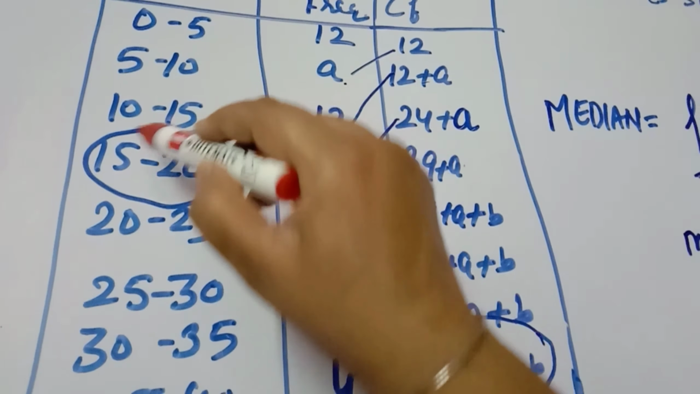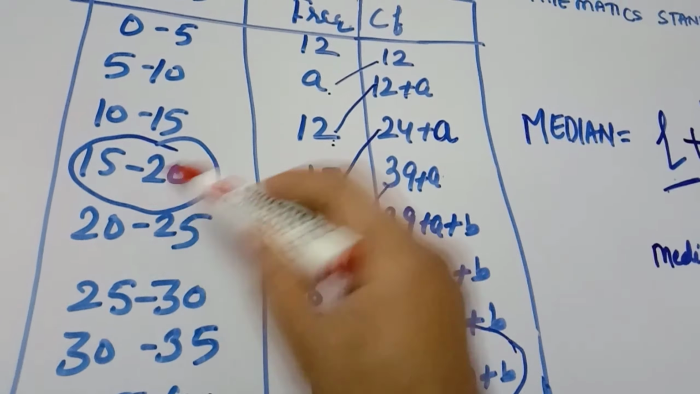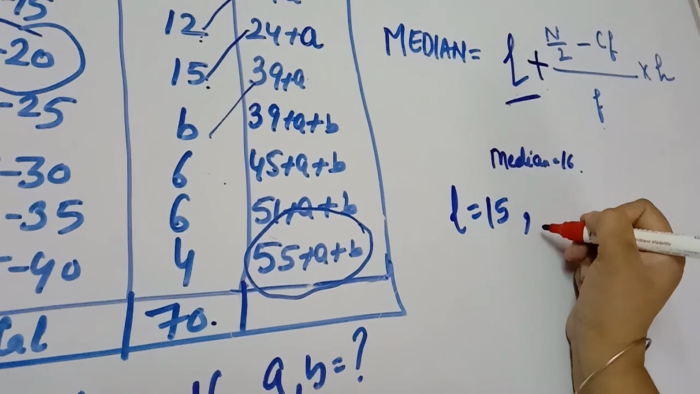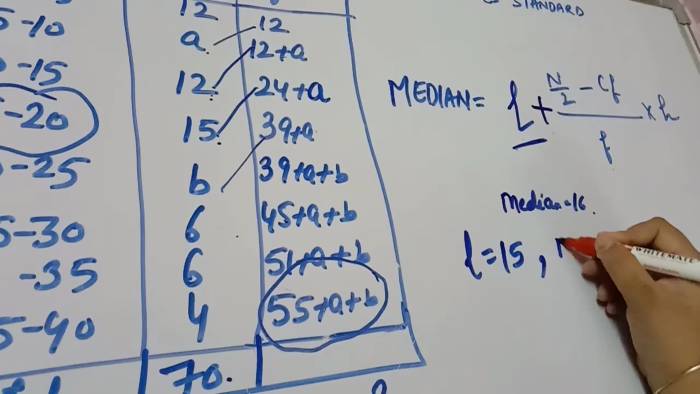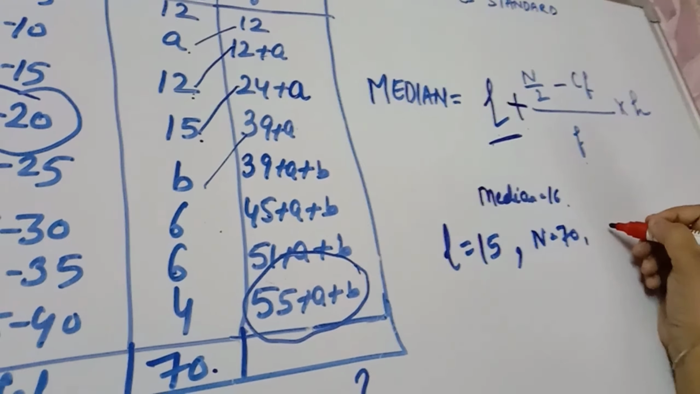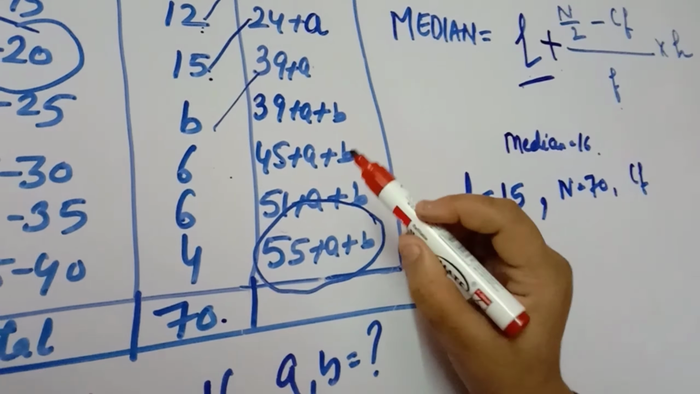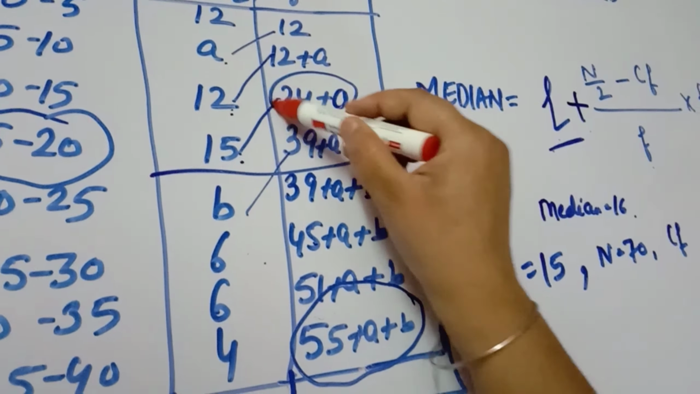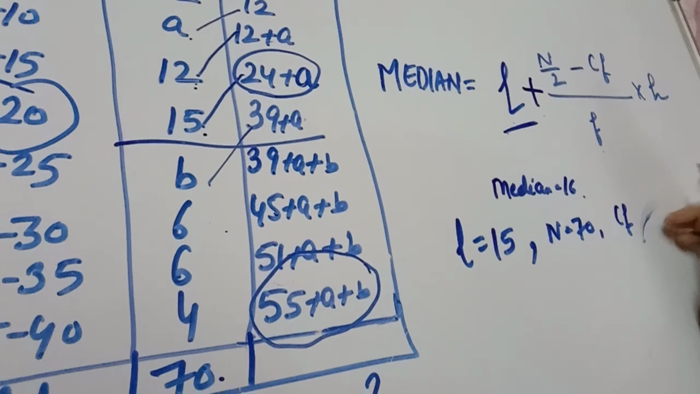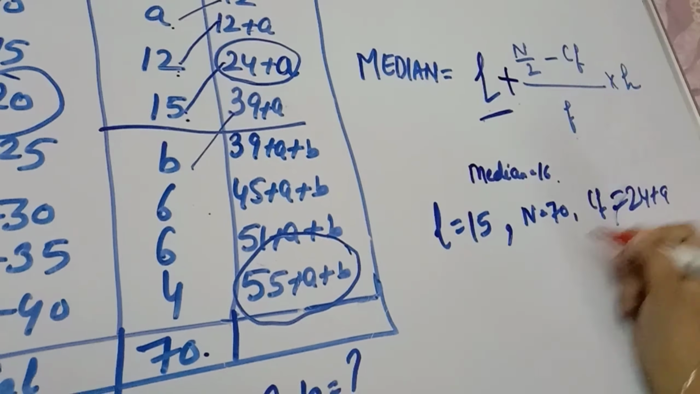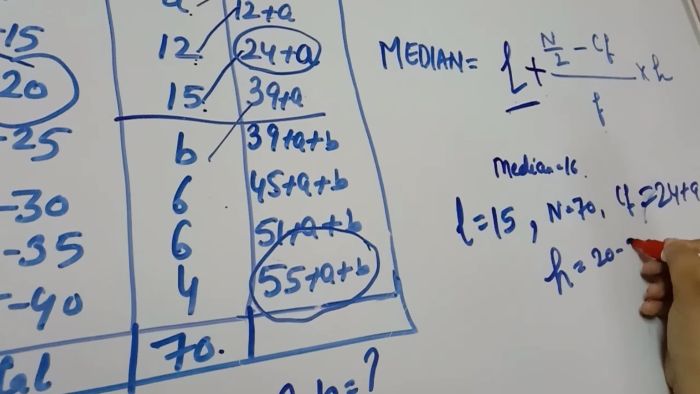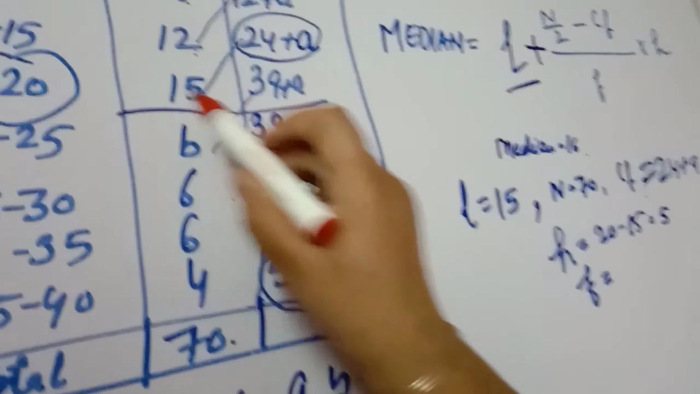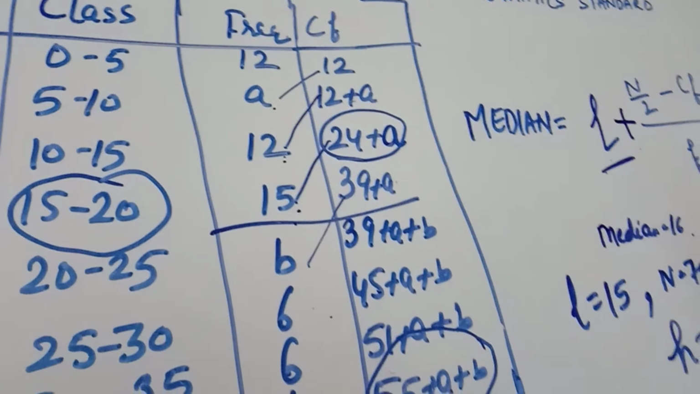Now the median class is this, because 16 is coming in between 15 and 20. So the lower limit L will come 15. Now N is 70, already you know. Now CF means cumulative frequency of the class preceding the median class, that means 24 plus A. H is class size, that means 20 minus 15, that will come 5. And F is the frequency of the median class, that is 15.